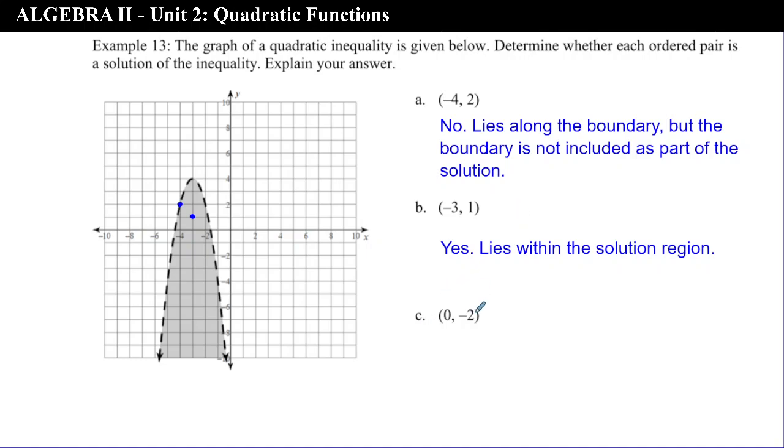And then finally we have 0, negative 2. So 0, negative 2 would be right here along the y-axis. And it's clearly not within the shaded region. So here's how we would write that answer. So we would simply put, no, it is not a solution. It lies outside the solution region.